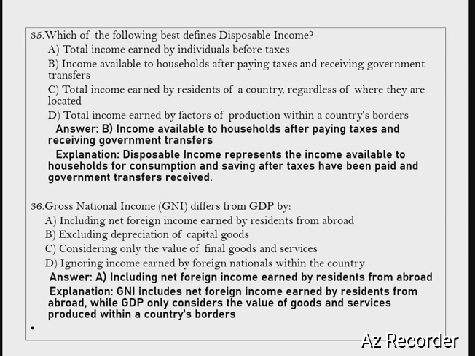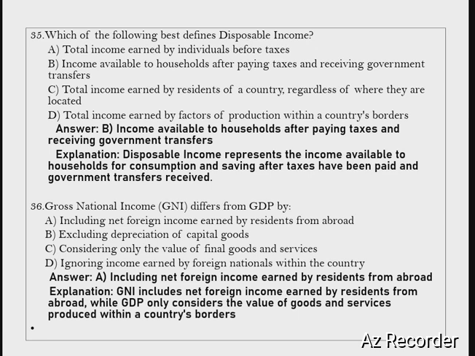Option C, total income earned by residents of a country regardless of where they are located. Option D, total income earned by factors of production within a country's border. Correct answer is option B. Its explanation is, disposable income represents the income available to households for consumption and saving after taxes have been paid and government transfers received.